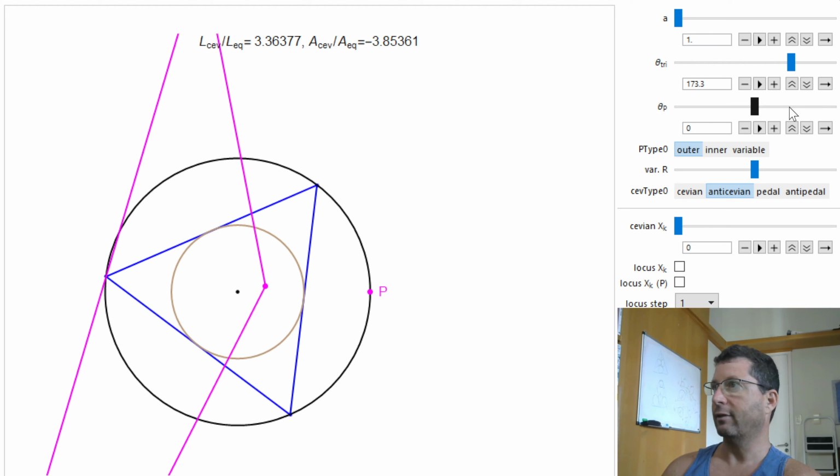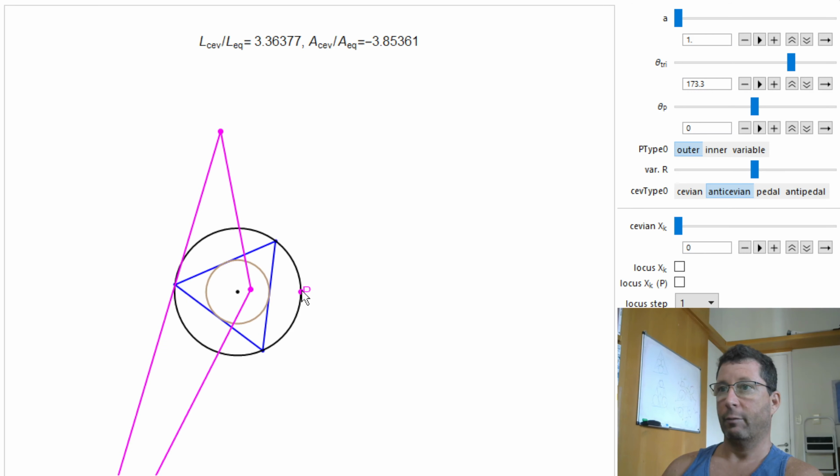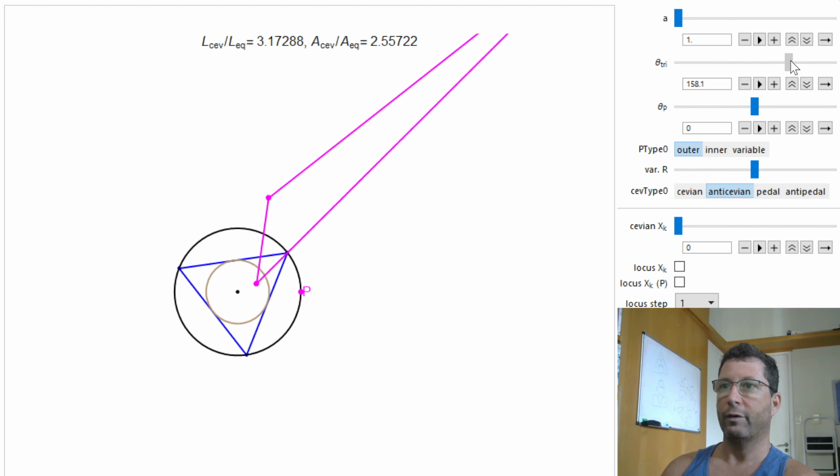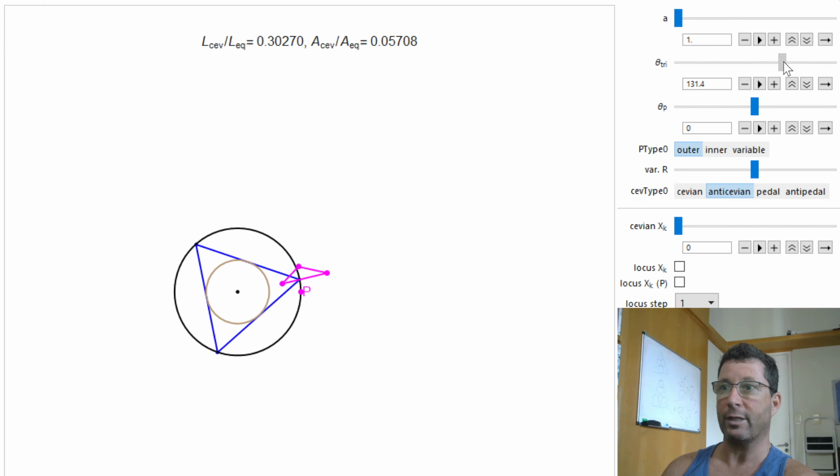So here's the Anticevian triangle with respect to P, in the sense that the blue family is the Cevian of the pink. So I'm going to start from the blue. I'm going to compute this classical object known as the Anticevian triangle, and I can observe the Anticevian triangle over the blue family. Now the first thing you notice is that the Anticevians shrink to a point when one of the vertices goes through P.